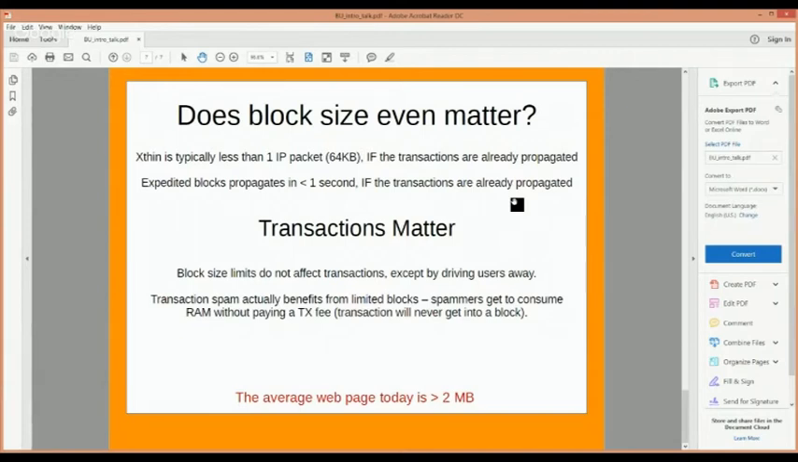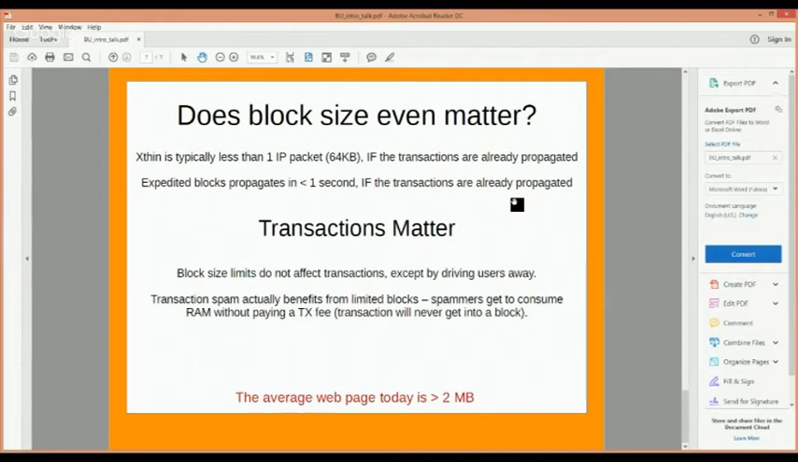How do we know this? Well, one of the key things to know is how do people do spam attacks on the network? They issue a lot of transactions, right? And they issue them with a high enough fee to get into people's memory pool, basically to be held by the nodes in RAM, right? But a low enough fee so that the transactions never get onto disk.